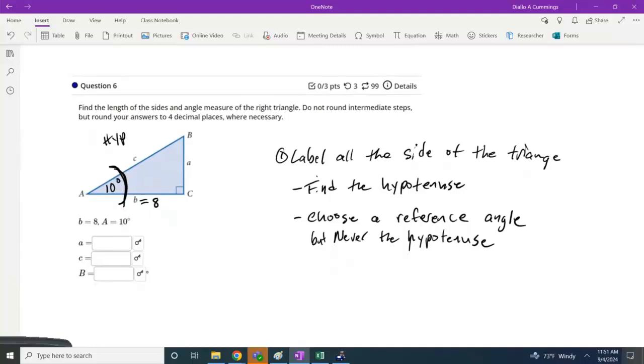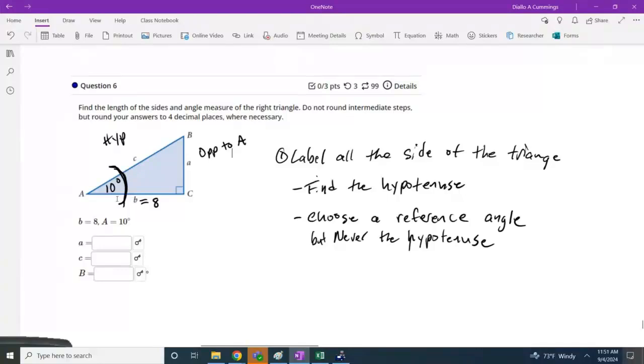Some people may choose B as their reference angle. That's totally up to you. But I'm going to choose A as my reference angle. So as I'm choosing A as my reference angle, I have to pull out the opposite side and the hypotenuse. The opposite to angle A is going to be side length A. So where I have side A, I'm going to put opposite to angle A. That's my opposite side.